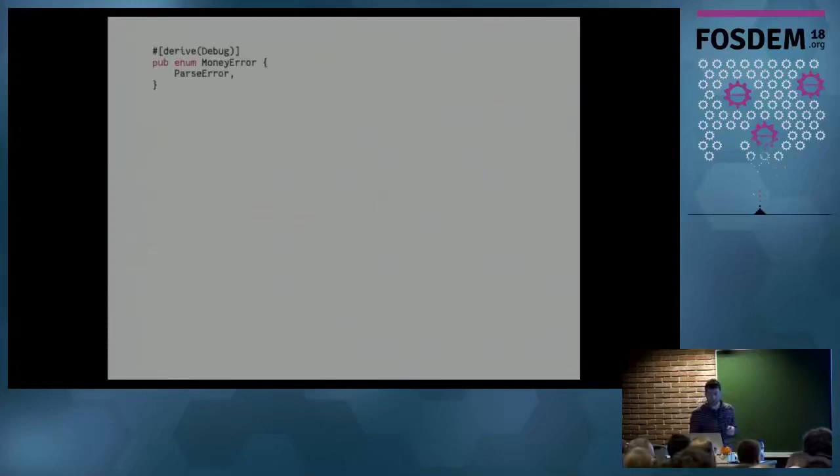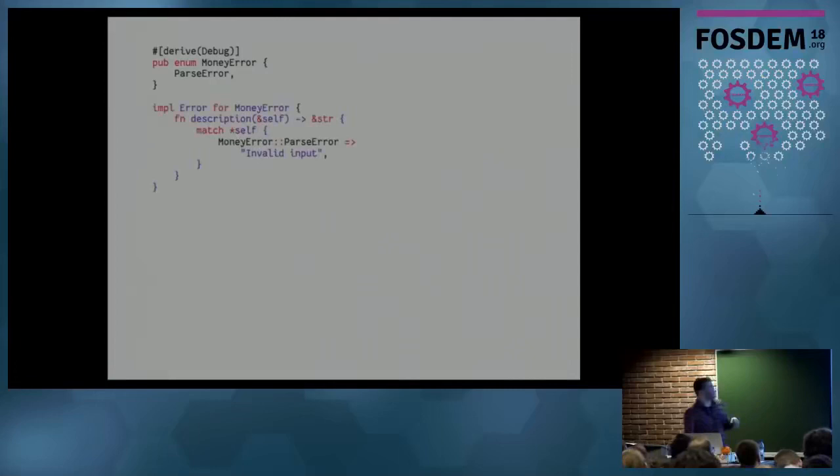You define it like this. You have a money error, which can be any type in Rust, like an enum with 1 variant, which is parse error. You need to implement error for this type. What you get from that is, when you try to print it, this is what will be printed. That's just a trait that we implement. Error is a trait, and description is a method that we need to implement, which belongs to the trait, and it's also the only method in the trait. And when we implement this, more or less we have an error type.